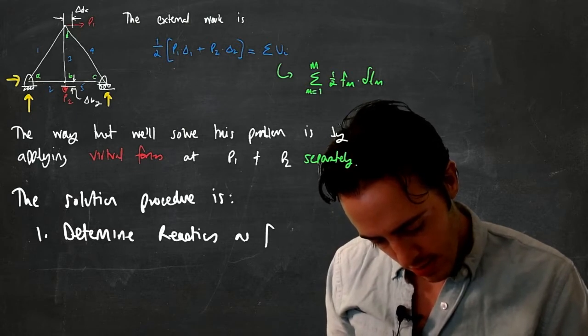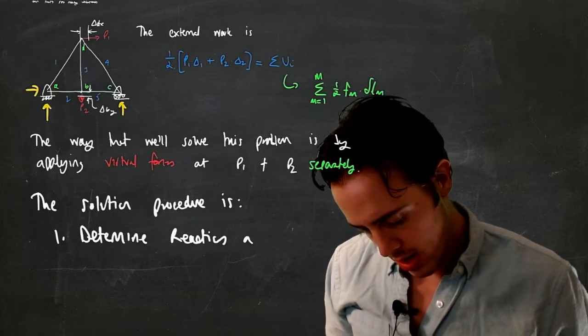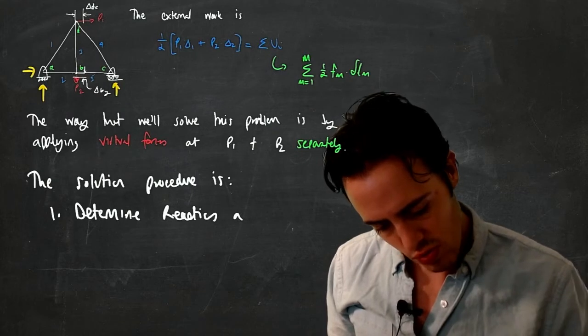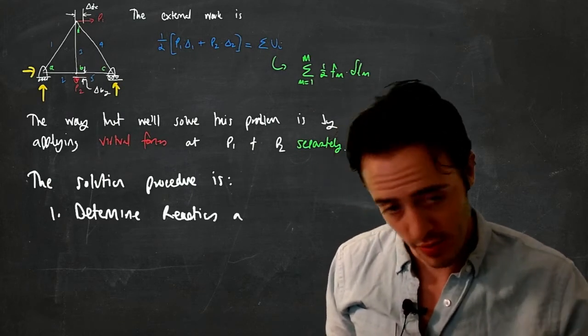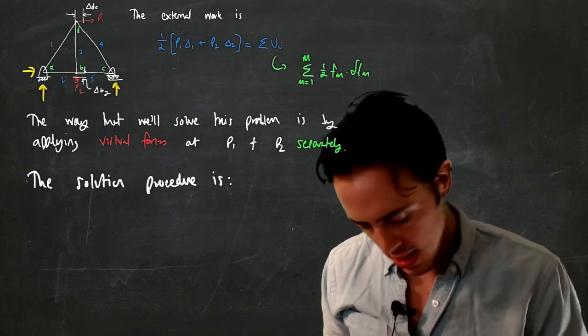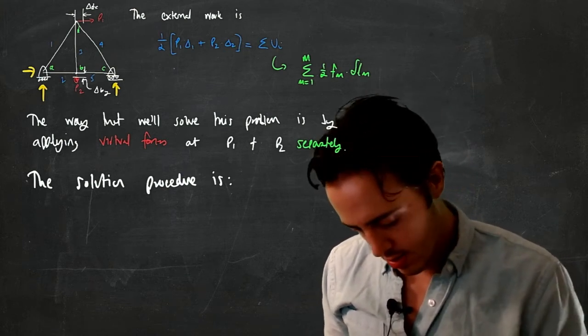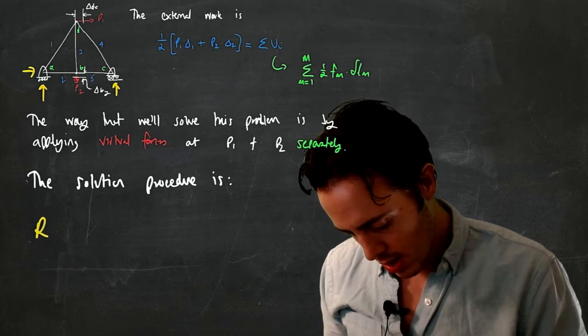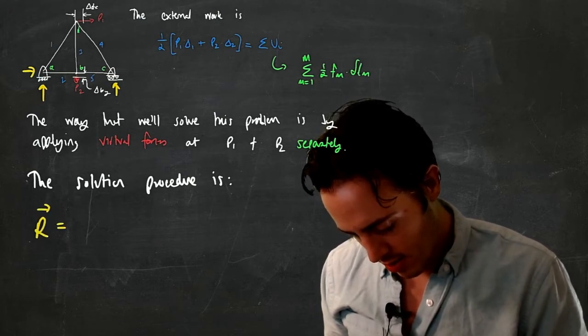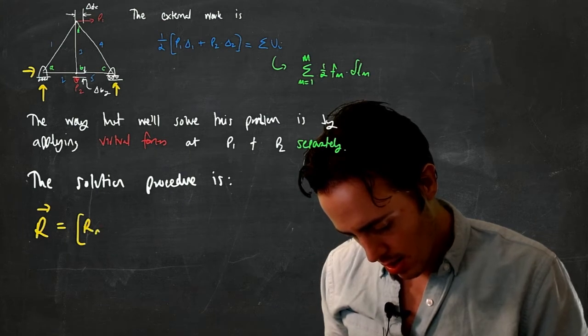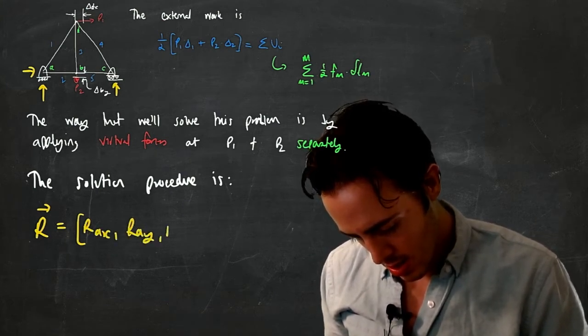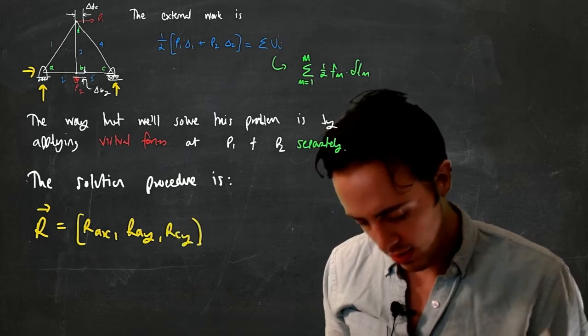In fact, I'm going to bring this down a second. I'm going to rewrite this, but I want to put a definition in here. We'll say that R is a vector of reactions, and so that's going to be RAX, RAY, and RCY for our problem.